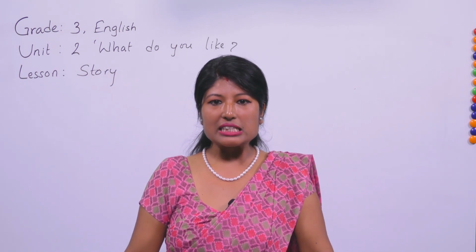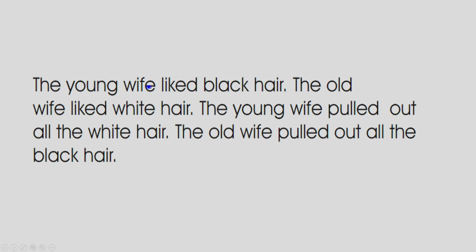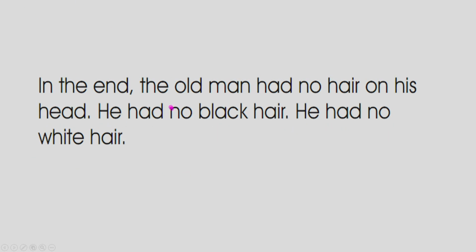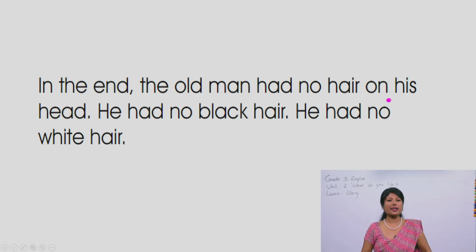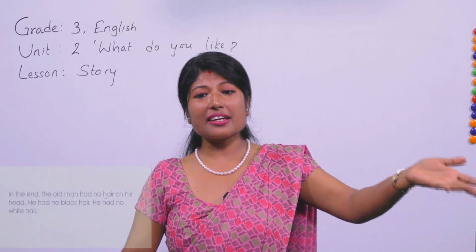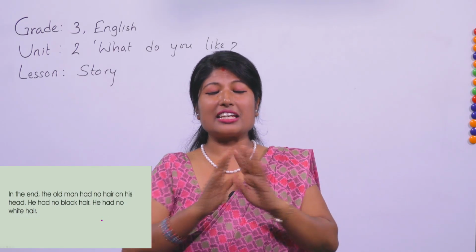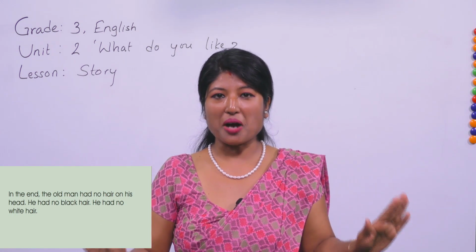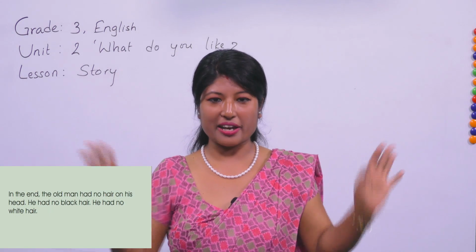Before that, let me read this paragraph once again for you. The young wife liked black hair. The old wife liked white hair. The young wife pulled out all the white hair. The old wife pulled out all the black hair. Then, in the end, the old man had no hair on his head. As I said, he became bald. He had no black hair, he had no white hair. He just became bald. Okay, without hair, no hair.